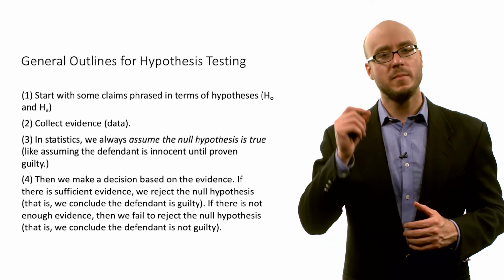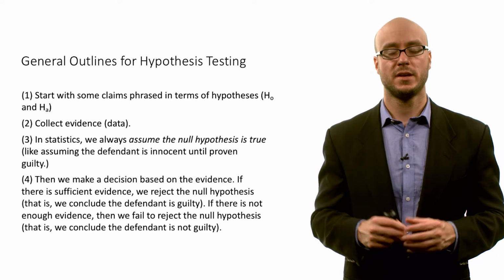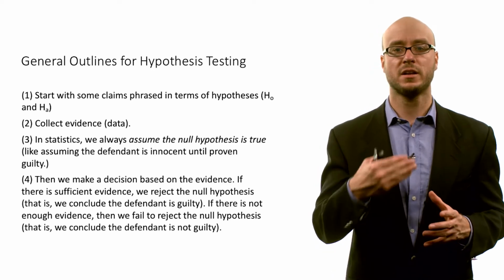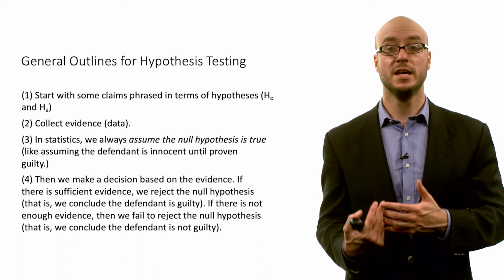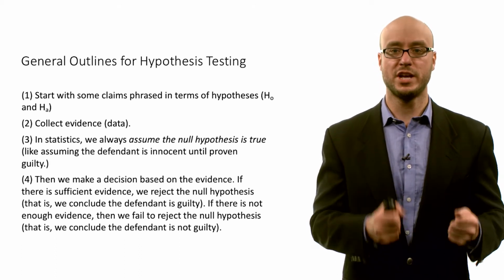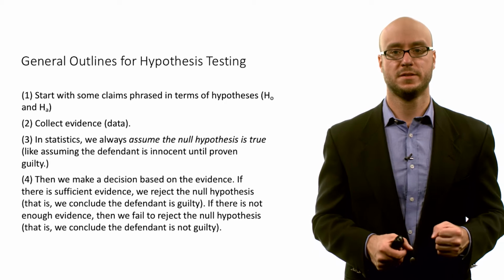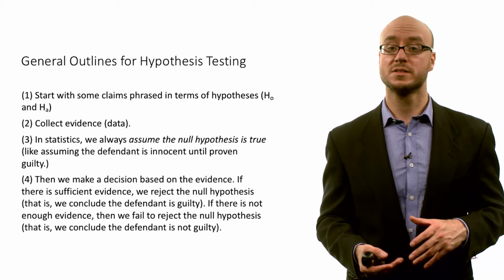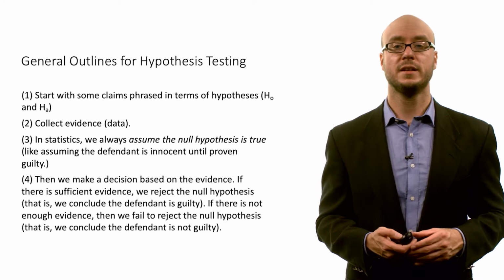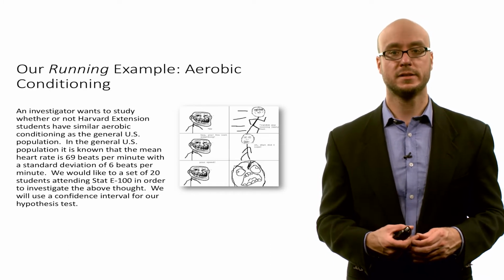Well, we assume the null hypothesis is true. We assume, in general, nothing's going on. And then we make a decision based on the evidence. If there is sufficient evidence, we reject the null hypothesis. So in the legal context, you might say the defendant is guilty. We reject the null that the person is innocent. If there is not enough evidence, then we fail to reject the null hypothesis. So we conclude the defendant is in fact not guilty.